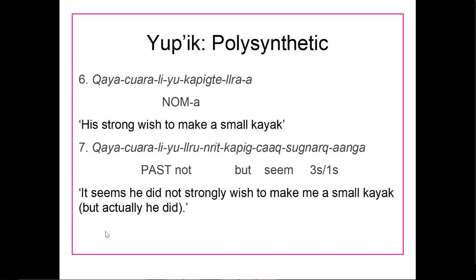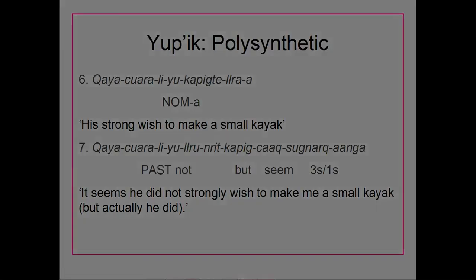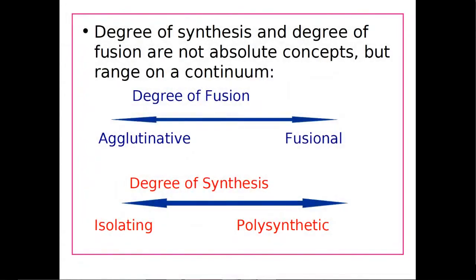So a polysynthetic language will cram a whole lot of morphemes into one word, whereas an isolating language will separate them into multiple words. So again, this is going to be kind of along a continuum. These don't have to be absolute concepts, but we can have something that's more isolating, something that's more polysynthetic. Something doesn't have to be necessarily in one category or another.